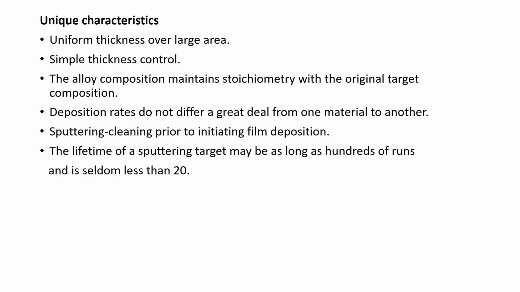Sputtering cleaning prior to initiating film deposition. The sputtering process is also used for cleaning purposes. For example, in order to remove corrosion from the surface of a solid material, ions are bombarded on the surface and that ejects the damaged atoms, and therefore sputtering is helpful for cleaning purposes. The lifetime of a sputtering target may be as long as hundreds of runs and is seldom less than 20.